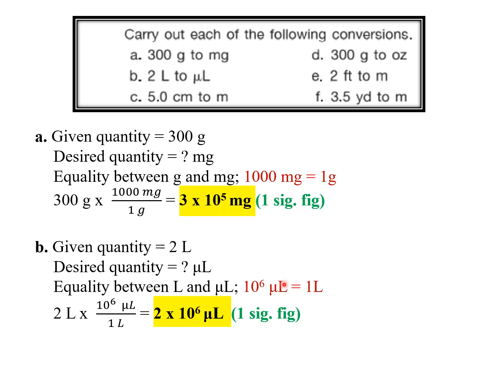So let's use this equality to build two conversion factors. Writing the conversion factor as a fraction, you can write 10 to the power 6 microliters divided by 1 liter, or another conversion factor, 1 liter divided by 10 to the power 6 microliters. Now which of those two conversion factors do we need for our calculation? The liter is the given quantity unit, so liter should be in the denominator of the conversion factor we are choosing. So it is this one. Then the unwanted unit liter cancels. 2 times 10 to the power 6 microliters is your answer.